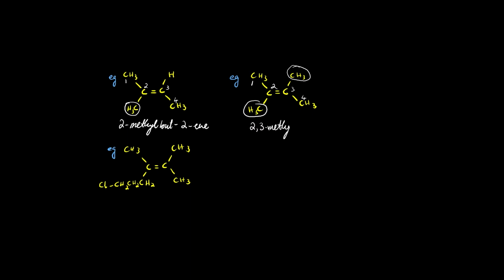methyl but 2-ene. Simply 2,3 methyl because we have two methyl groups, and butene because the alkene group, the double carbon-carbon bond is on the second carbon atom, and it is an alkene with 4 carbons in the longest chain.